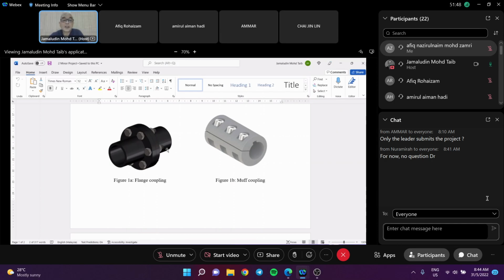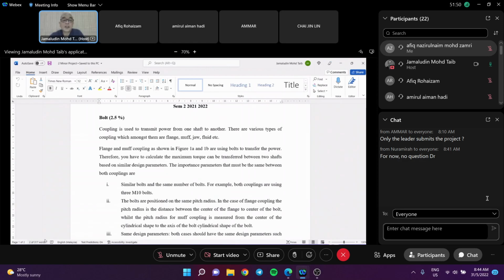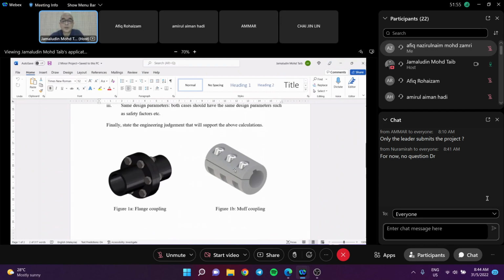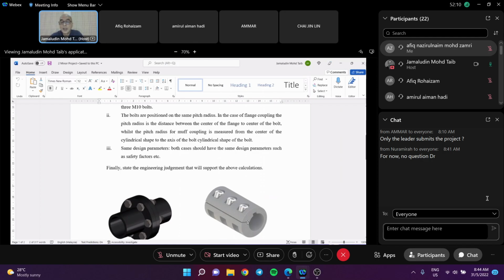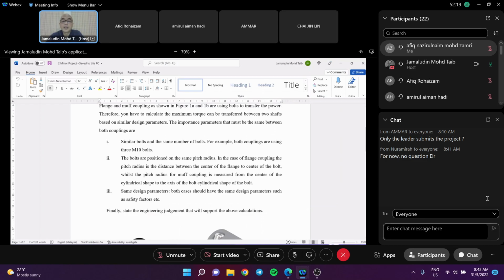Then you base it on the same parameters. For example, a similar bolt with the same number of bolts. For example, I choose 3 bolts M10. That means you have to use 3 bolts M10 here and 3 bolts M10 here. Both couplings use M10, and the bolts are positioned at the same pitch diameter. For example, let's say the pitch diameter is 50 millimeters, and this is 50 millimeters.